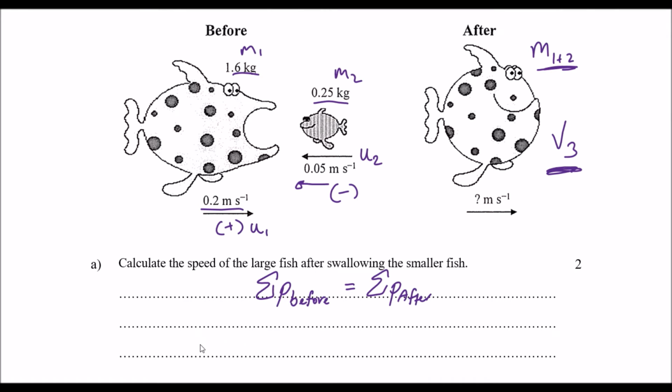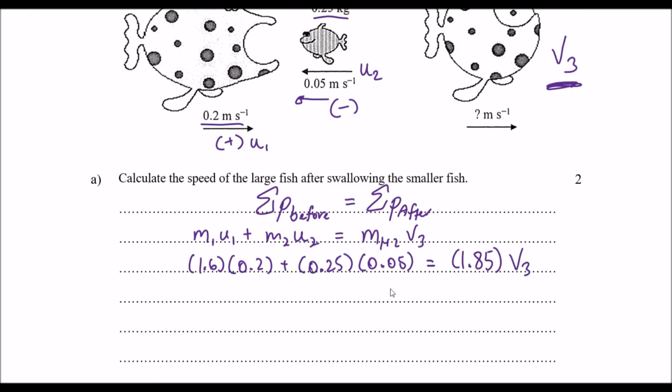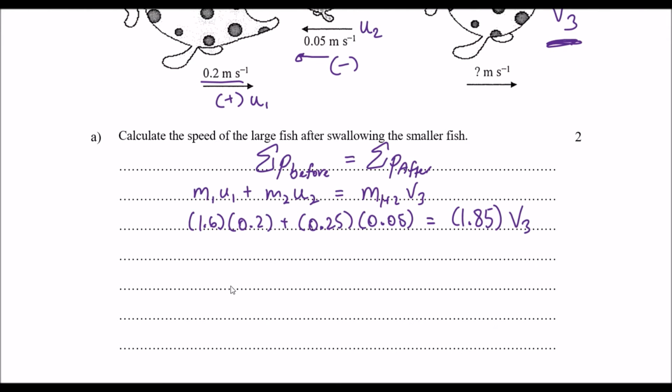So, writing the equation along, we have m1 u1 plus m2 u2 equals m1 plus m2, just so people remember it's these two added together, and then we have the v3. So write the numbers out. Okay, now that I've written it out, all you have to do is rearrange the equation to make v3 the subject of the equation.